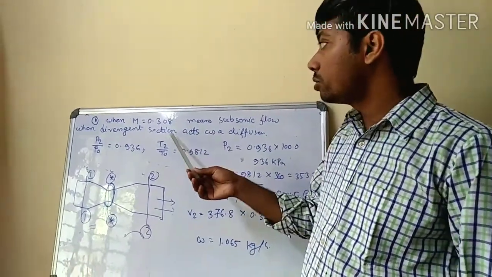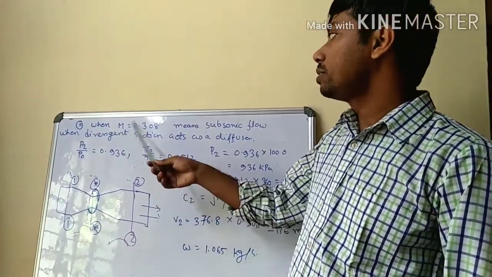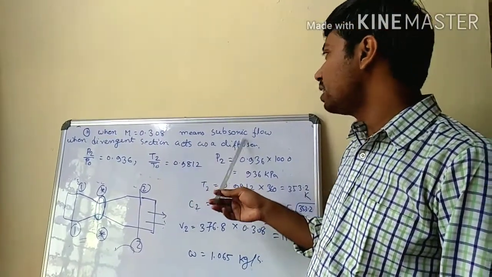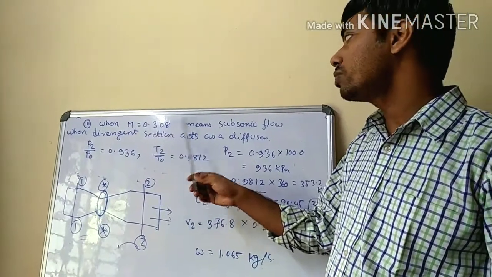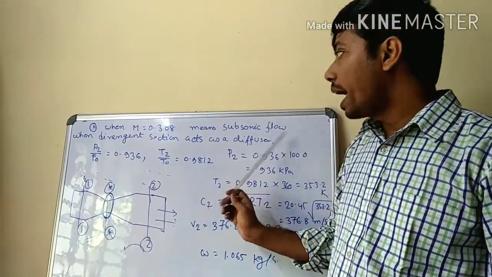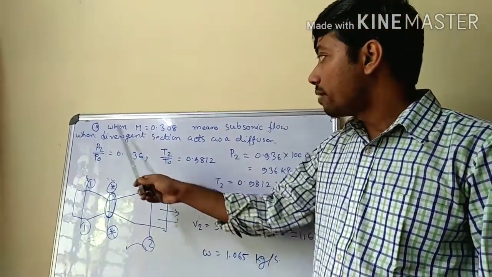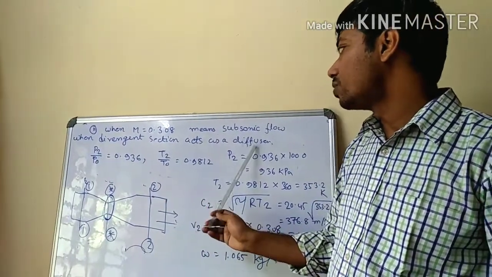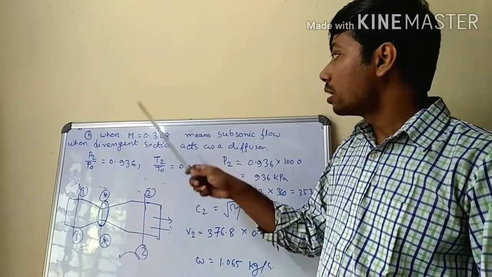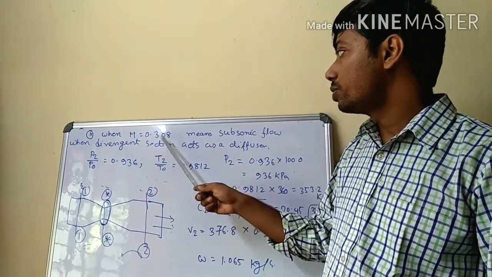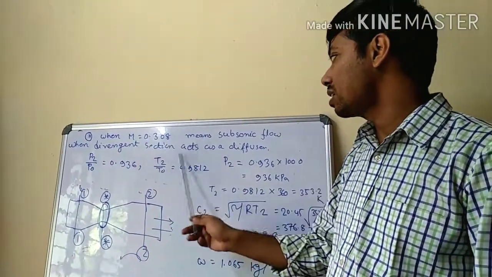Now in the second part of the numerical, when the Mach number is 0.308, that means subsonic flow, because the Mach number is less than 1. In this case, the divergent section acts as a diffuser. In the previous case, the divergent section acted as a nozzle. Now, with Mach number 0.308, the divergent section acts as a diffuser.